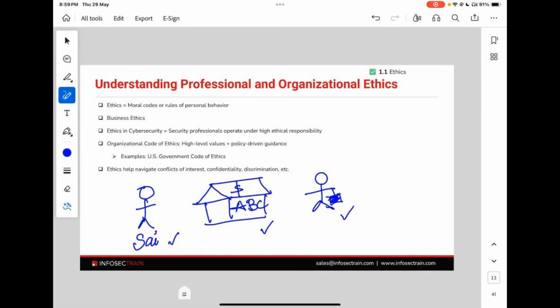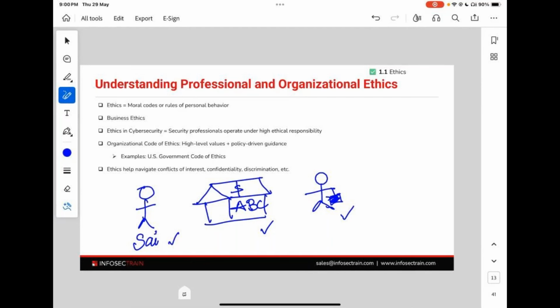Let's say I'm talking to a vendor. There are certain aspects of ethics here too. Can I accept a gift from a vendor? Can the vendor book tickets for me for a business trip? All of these are ethical decisions and ethical choices. Now, if there is an organizational code of ethics in the form of a document, I can refer to that document and make the necessary call, right?